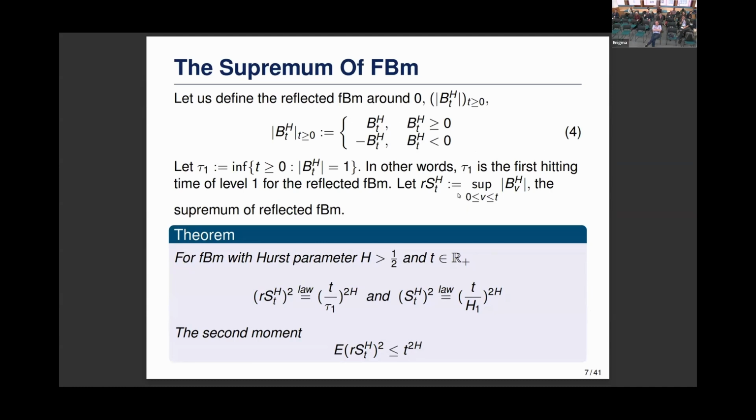And because maximum loss results are also related to this reflected fractional Brownian motion, I would also like to introduce this. So the absolute value of fractional Brownian motion, and tau_1 represents the first hitting time of level 1 for the reflected fractional Brownian motion, and I will use RS for the supremum of the reflected fractional Brownian motion.